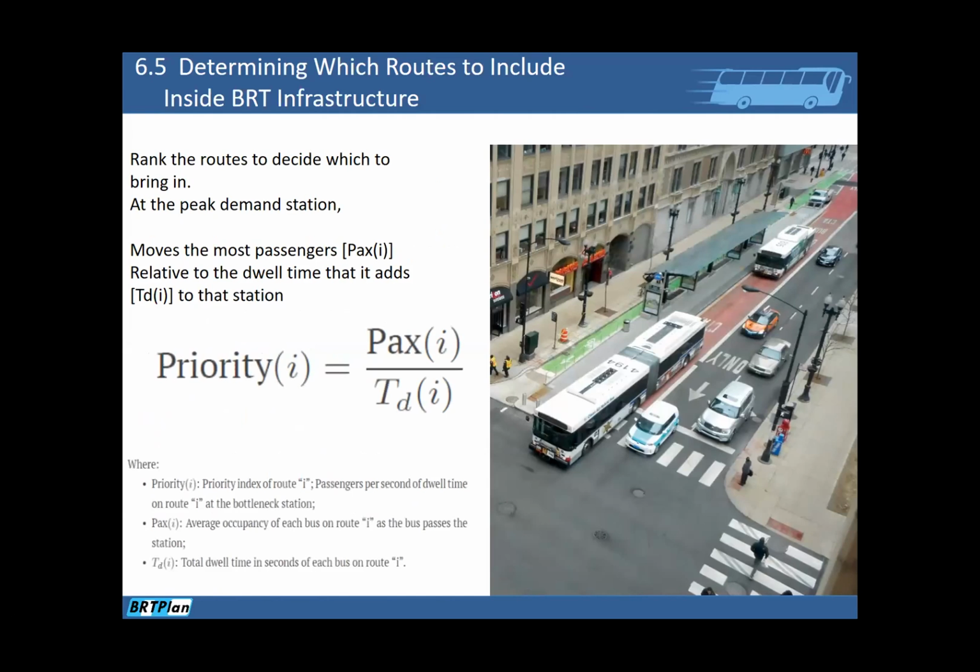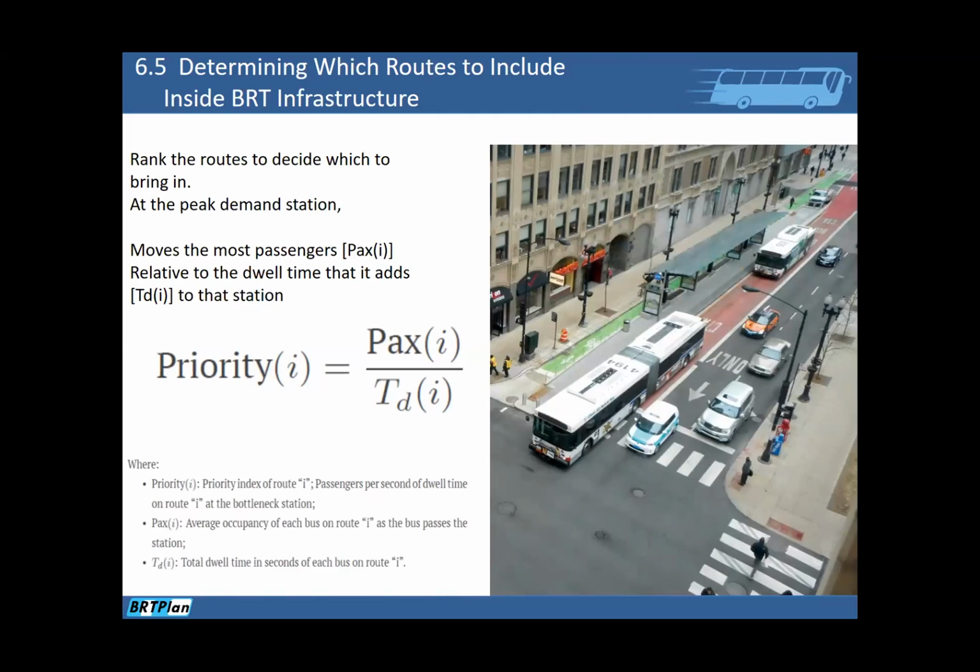Now, let's say you had many bus routes and they were all using a corridor, and you had to decide which bus routes you should allow to use the bus corridor and which ones you're not going to allow to use the corridor. And the planning guide has proposed, this came from Pedro Szasz, a formula for prioritizing them.